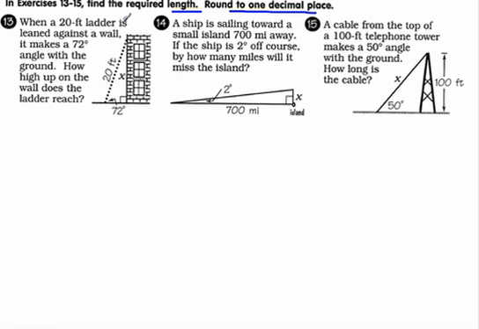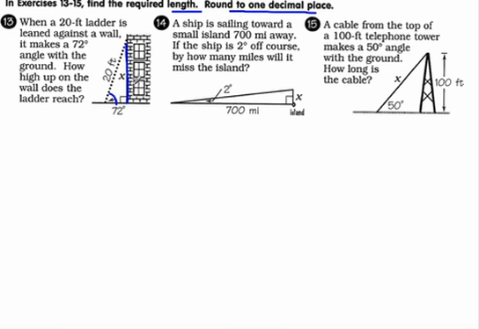When a 20-foot ladder, okay, so this dotted line must represent the ladder, is leaned against a wall, it makes a 72-degree angle with the ground. So that's this angle down here represented right there, 72 degrees. How high is the wall? How high up on the wall does the ladder reach? So really what we're trying to do is calculate this height right here. And we're going to calculate that in feet.